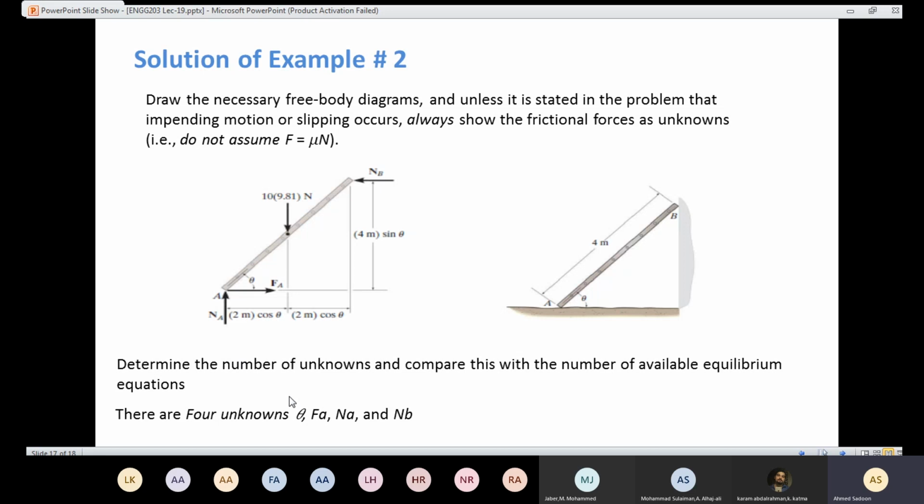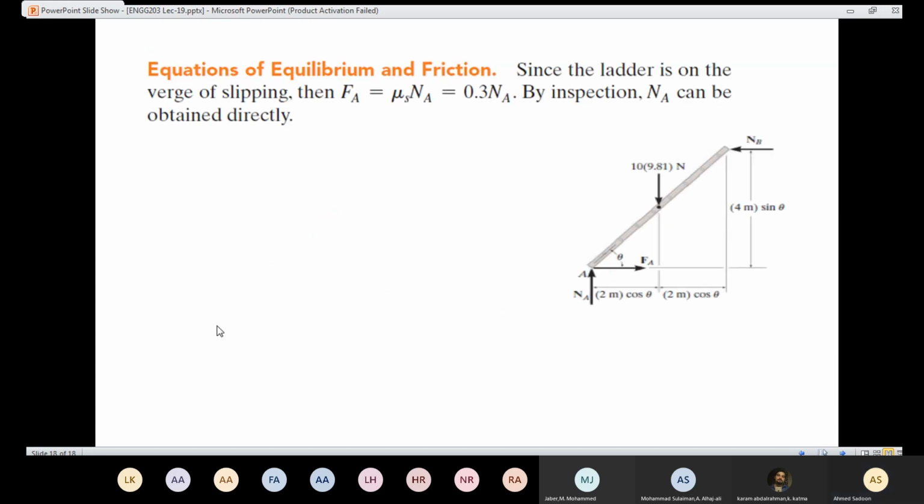So like I said, we have 4 unknowns. I need to do something about it. And here from the problem, we can know the value of FA. So the value of FA is going to be mu s times NA. The value of mu s is given, and I need to know the value of NA. So in order to know the value of NA, I can apply that equation here.